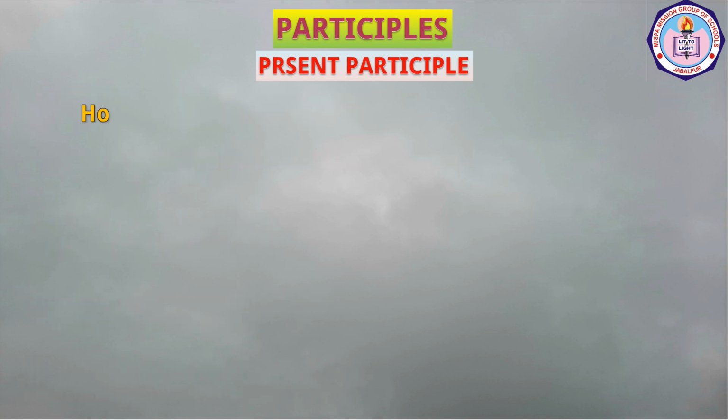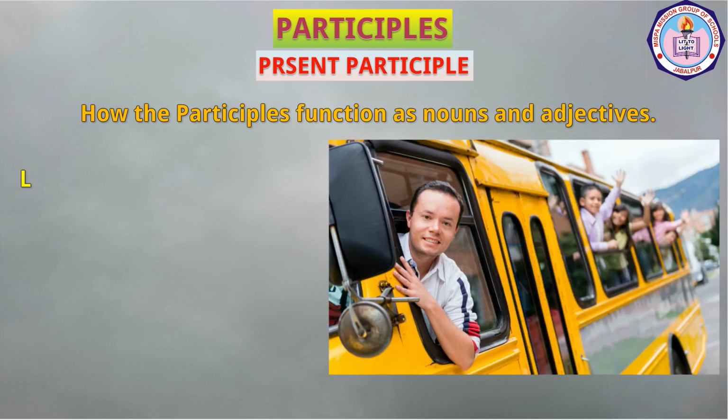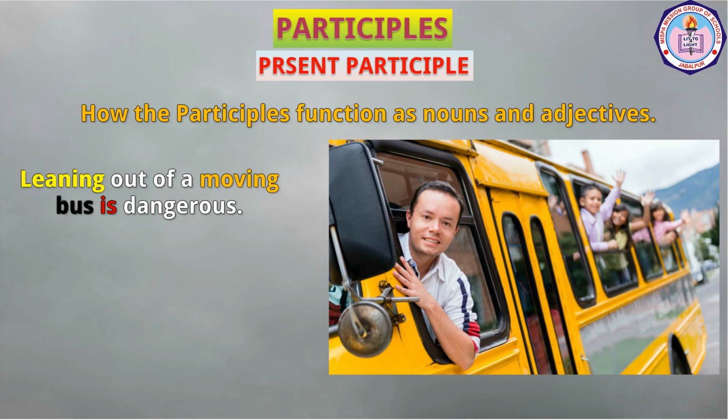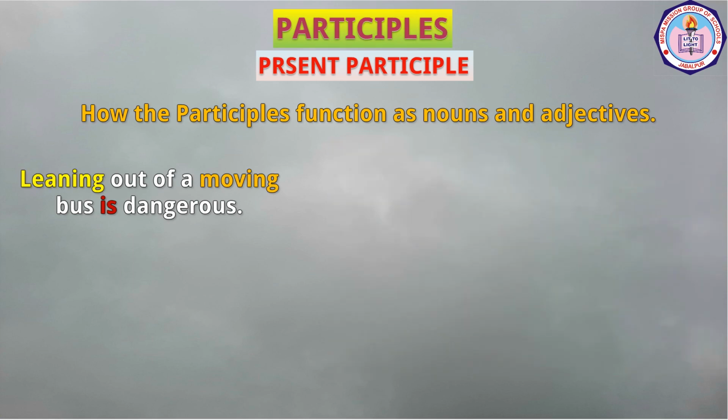Let us see how the participle functions as nouns and adjectives. Leaning out of a moving bus is dangerous. Leaning and moving are non-finite verbs. They are present participles. Leaning takes the place of a noun as the subject of the sentence and moving acts as an adjective of bus. Here, is is the finite verb which determines the tense, limited to the subject and its number.